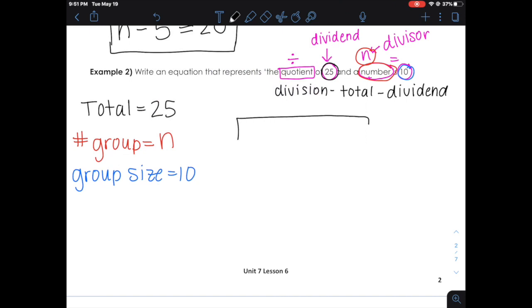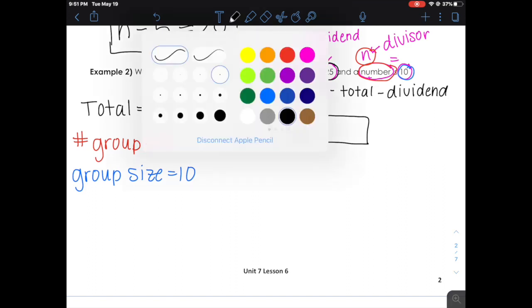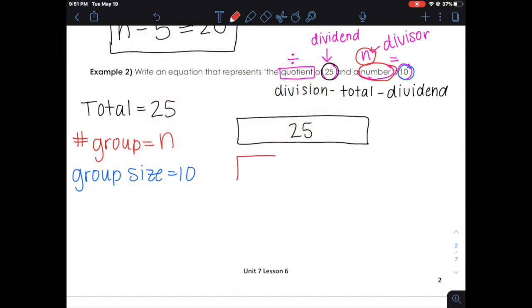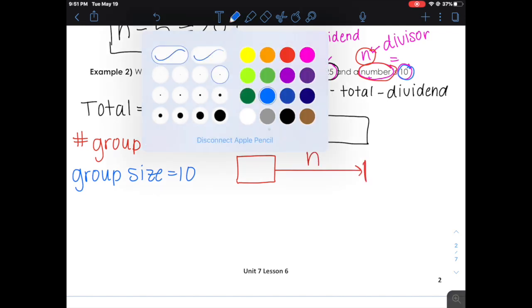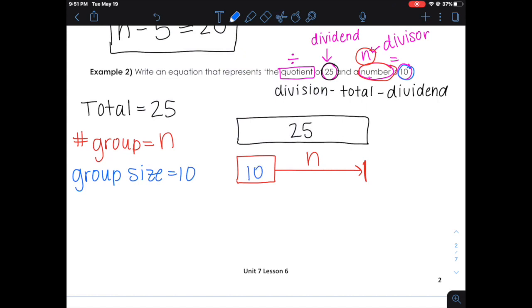So let's get this all drawn out. We have our total bar. This represents 25. Okay, we draw one box to represent the group n, and then draw an arrow to the end and label it with n, and then our group size goes in that box. So 10 is inside the box.